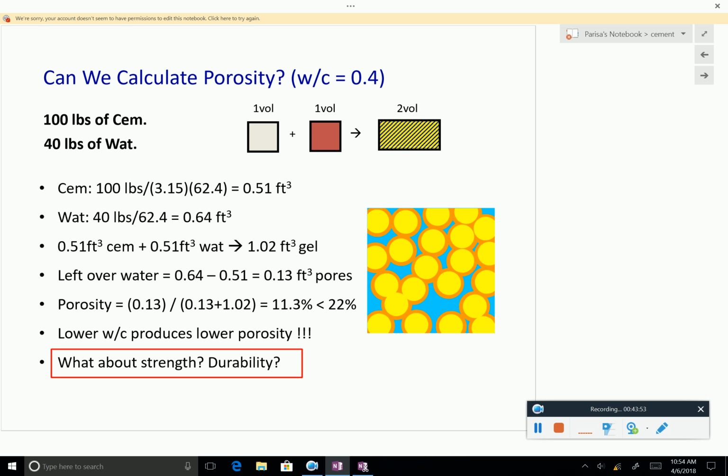The strength will be higher, because when you have a lower water to cement ratio, then you have lower porosity. So the durability will be higher, strength will be higher. It's the opposite of the previous case, where they were both lower.